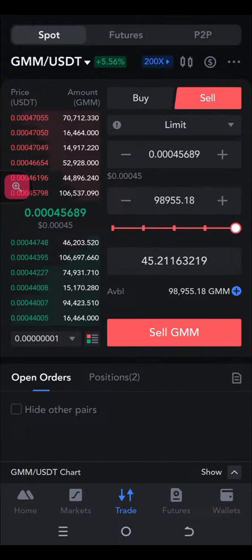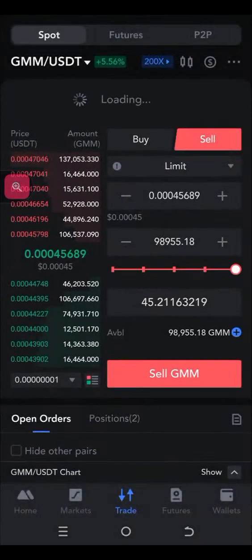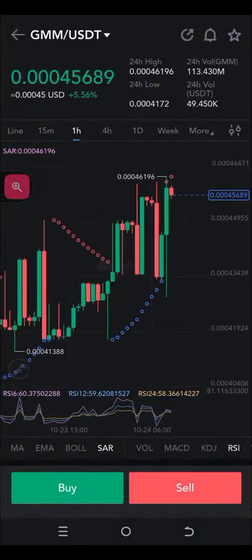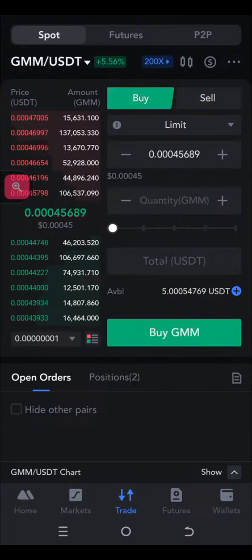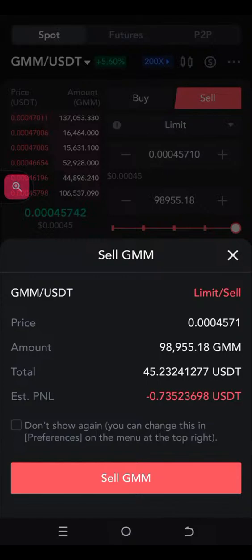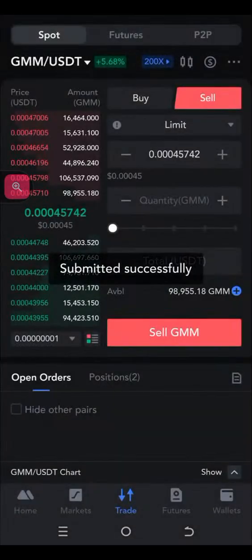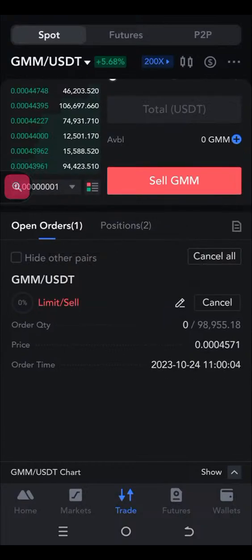Let's check. It looks like it's going up. Let's hope it will go back up. But at this point, I just want to get out of this trade. Yes. Let me do this again. Let's see whether we can get out. 23 cents. Looks like it's going up. Let me see what I can sell. Let me try that. Submitted. Okay, that means that currently I'm in the queue. Let me cancel that for now.